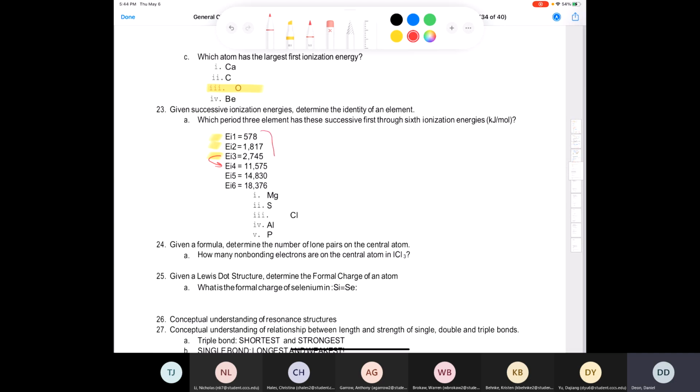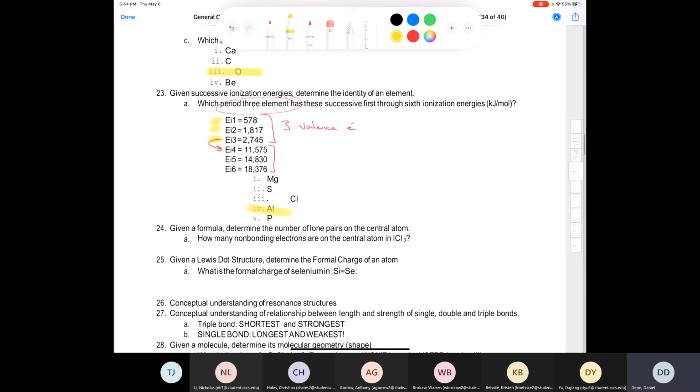You can see that there's a big jump going from these 3 numbers to this number and then the subsequent numbers. So that tells us that we have 3 valence electrons in this atom. Okay? And they tell us that it's in period 3. Go to period 3. You go sodium, magnesium, and then aluminum. Therefore, this must be aluminum. 3 valence electrons, and it's in period 3.